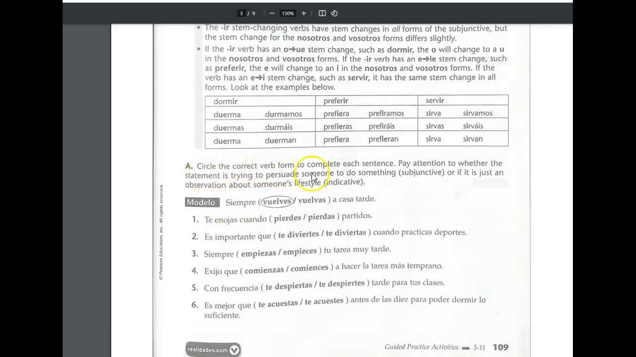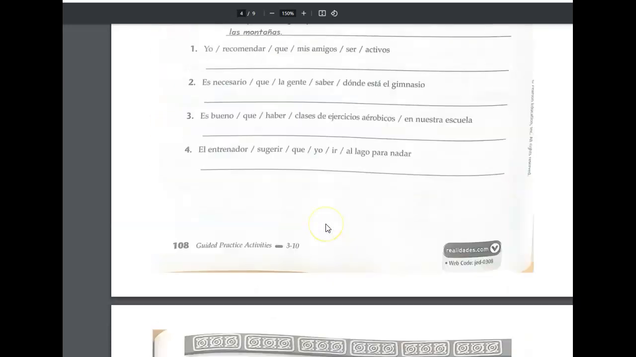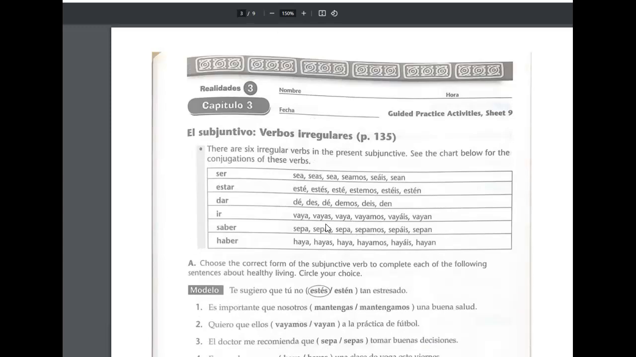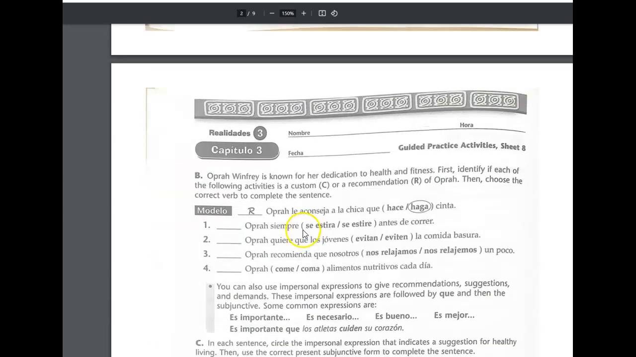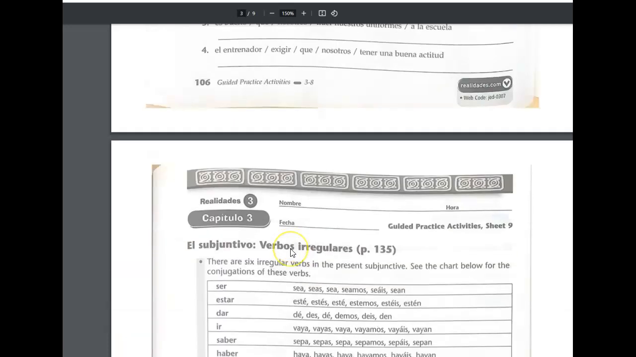Part A, circle the correct form of the verb in each sentence. Pay attention to whether the statement is trying to persuade someone or do something, or if it's just an observation of someone's lifestyle. Similar to the Oprah activity, customer recommendation. The bottom line is, you're going to have two subjects with K on either side if it should be in the subjunctive. If there's only one subject, no need for the subjunctive at all.